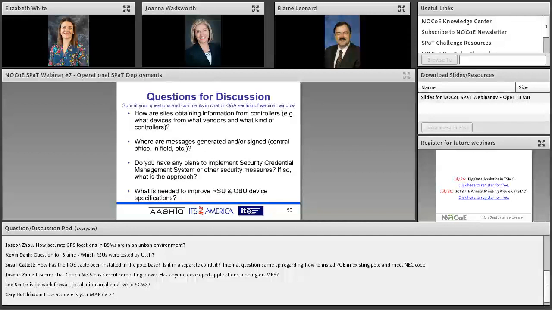Okay, thank you. So the other question I see here is, how has the PoE cable been installed in the pole base? Is it in a separate conduit? Also there's a comment that an internal question came up regarding how to install PoE in the existing pole and meet NEC code.